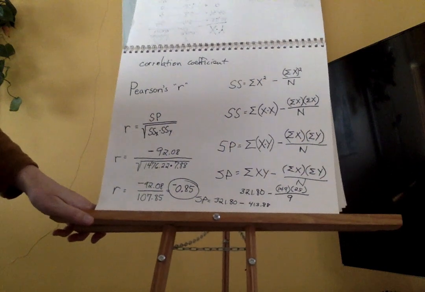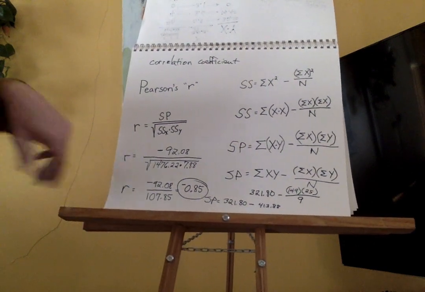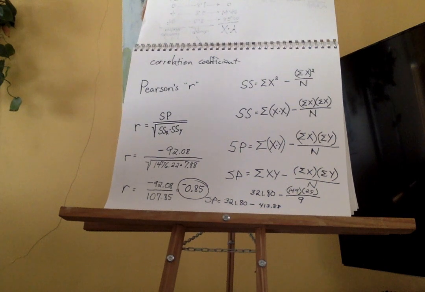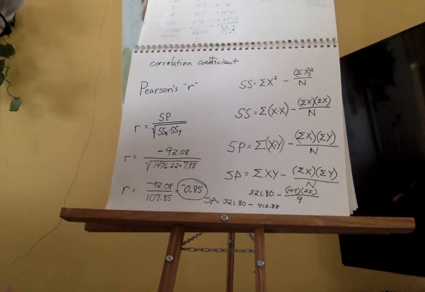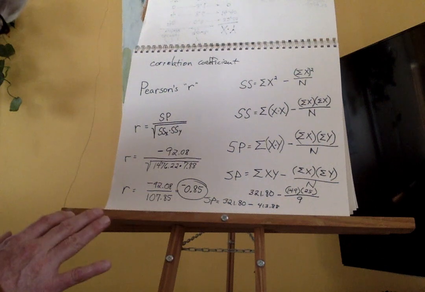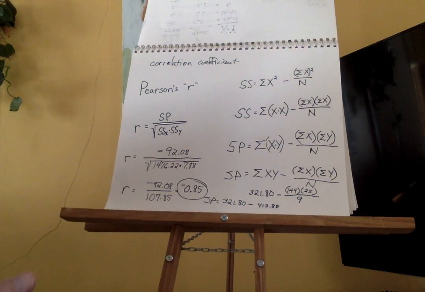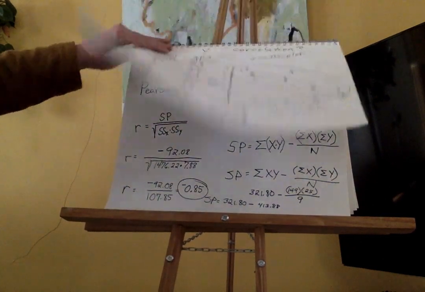Now, guess what we're going to do with that value? We have a calculated R value. Well, we're going to look up a critical R value, and we're going to compare the two. And if our calculated R value is larger than the critical R value, then we're going to say this is a statistically significant correlation. That means there's something going on for reals. Okay? So let's go back to our graph.